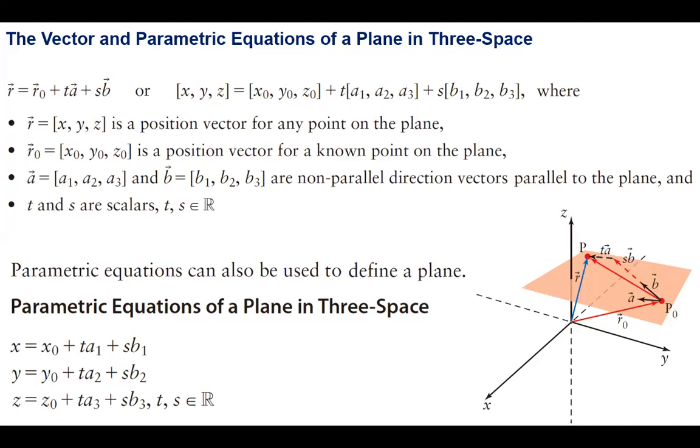a1, a2, a3 are the 3 components of the first vector that is parallel to the plane. b1, b2, b3 are the second vector that is parallel to that plane. So a1, a2, a3 and b1, b2, b3 are non-parallel direction vectors. And x naught, y naught, z naught is a position vector for a known point on that plane.